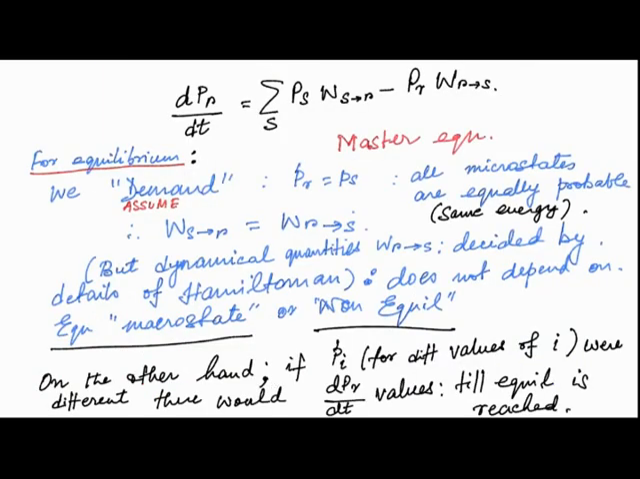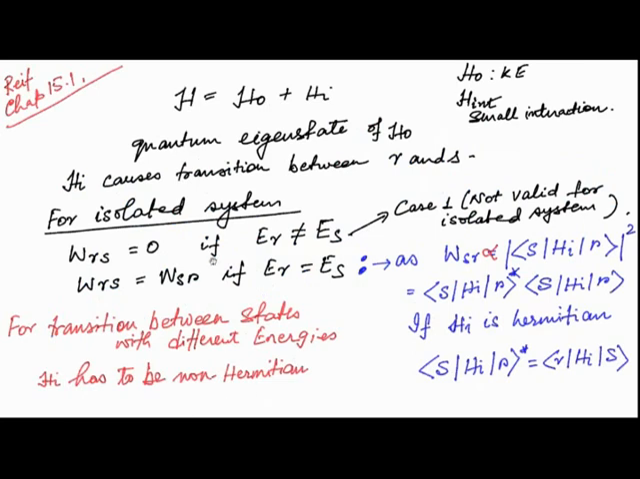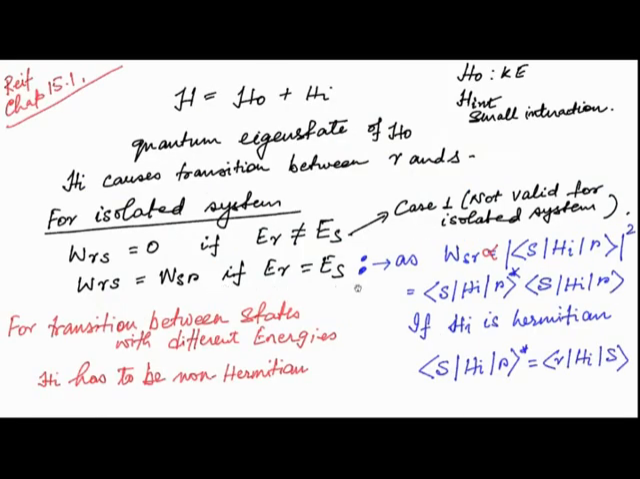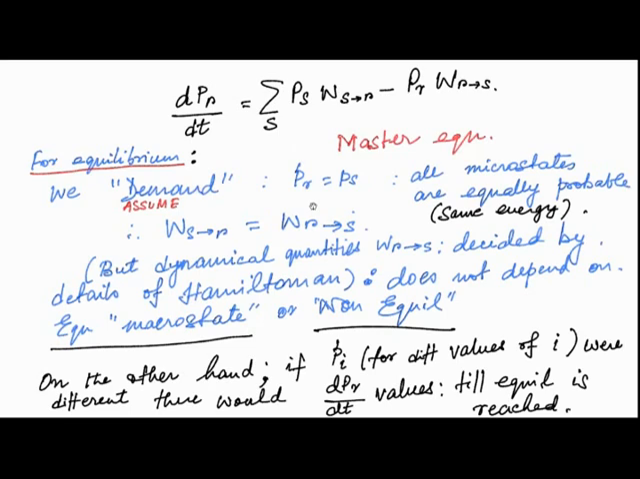Now, with this background knowledge that WRS is equal to WSR, right? With this background knowledge, if energy is not changing, because then Hi has to be Hermitian, then one can use that knowledge of transition probabilities, that WSR has to be equal to WRS in this equation, right? In this so-called master equation.